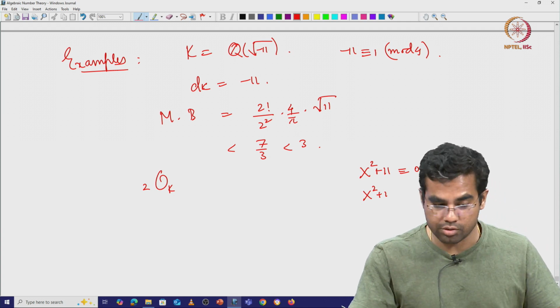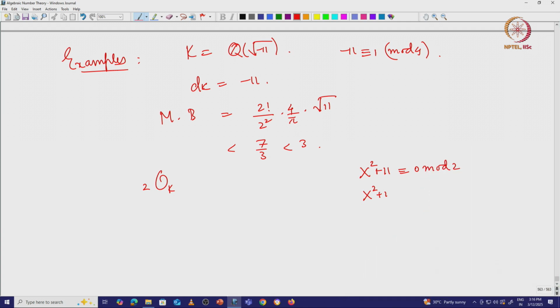Sorry, no, I should not look at this equation. I should look at the equation, sorry, this is not the right thing. OK, is z[(1 + square root of minus 11)/2], right.